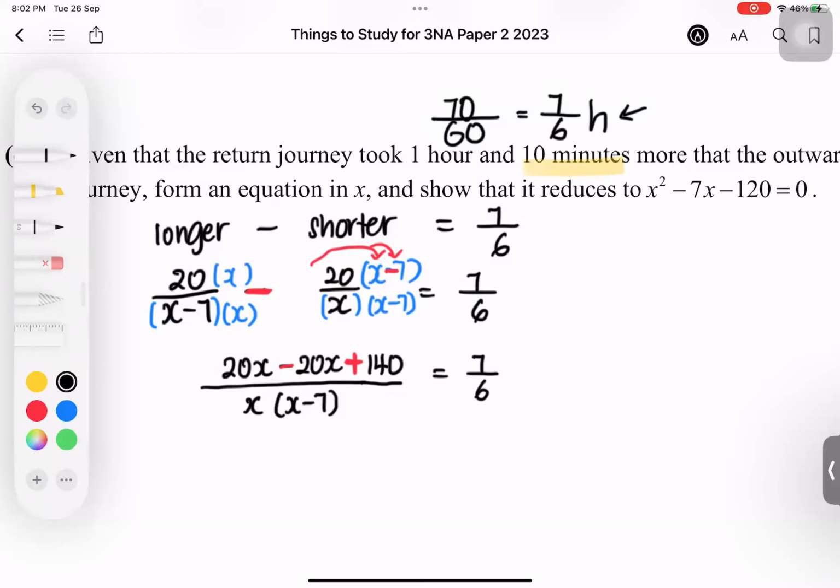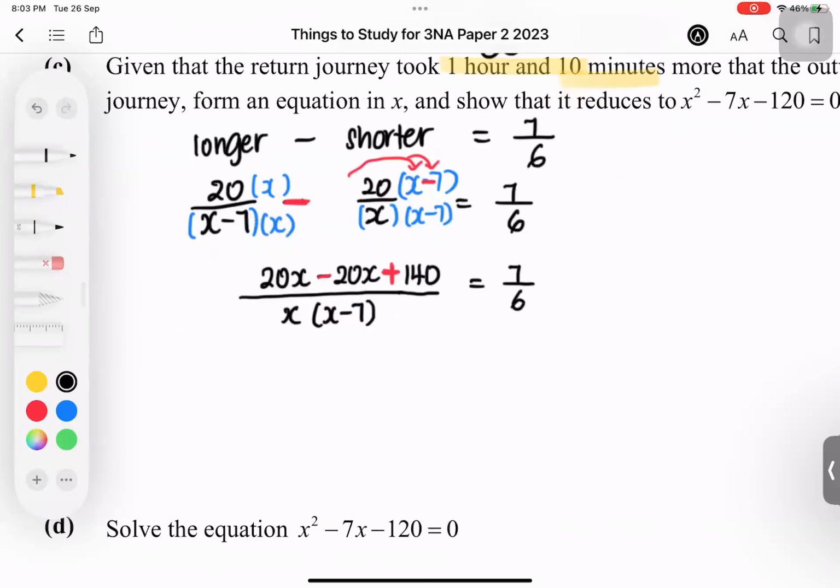Okay, how did 10 minutes change to this one? Very good. This one is 1 hour, 10 minutes. It's not just 10 minutes. 1 hour has 60 minutes plus 10 minutes is 70 minutes. Then I change it to hours, so divide by 60 to change to an hour. Is this okay? 1 hour is 60 minutes, plus 10 more minutes, so 70 minutes. Then divide by 60 to make it hours, so 7 over 6.